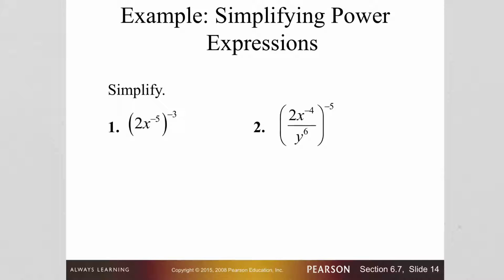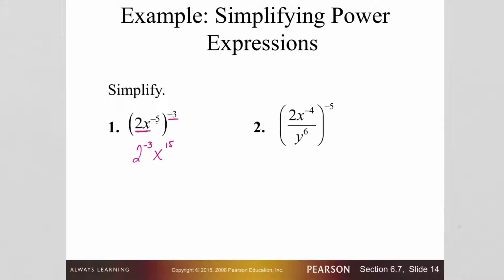Alright, so let's take a look at this. So I've got several things inside a parenthesis raised to the negative 3 power. So I've got 2 to the negative 3 power. Then I've got x to the negative 5th to the negative 3. So that's x to the, multiply those together, you get positive 15.